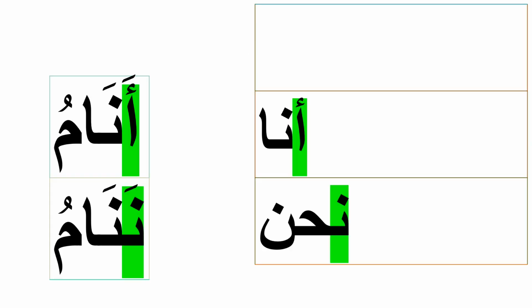Now we are going to conjugate the verb نام. We will begin with the first person, meaning when you are talking about yourself. أنا أنام. I sleep. نحن ننام. We sleep. The present tense carries a prefix at its beginning all the time. أنا أنام. The prefix is أ.